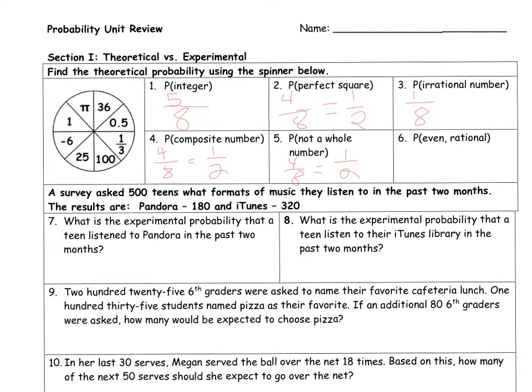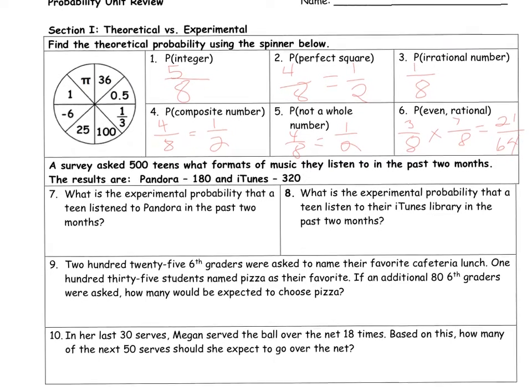Now, the last one is one of those independent events where we're going to do 2 things. So first we're asked to find the probability of an even number and then a rational number. There are 3 even numbers out of 8. That's 36, 100, and -6. And we then need to multiply by how many rational numbers there are. Well, there are 7 out of 8 that are rational. In number 3, you found 1 irrational. That means there are 7 that are rational. So we end up with 21 out of 64.